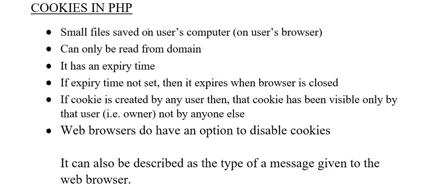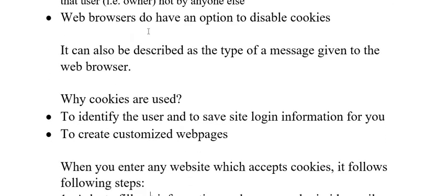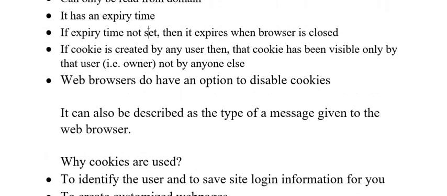So I'll just be explaining these basic lines. The way I've explained, they are small files which will be saved on the user's browser. It can only be read by the domain or the server, and if I am a user and I am creating a particular cookie, then only I am the owner to see the cookie and modify the cookie, and that information cannot be seen by any other person. A cookie does have an expiry time, so if I do not set the expiration time, then it will automatically expire when the browser is closed. If I do set an expiry time, then it will expire according to the time which I am setting.